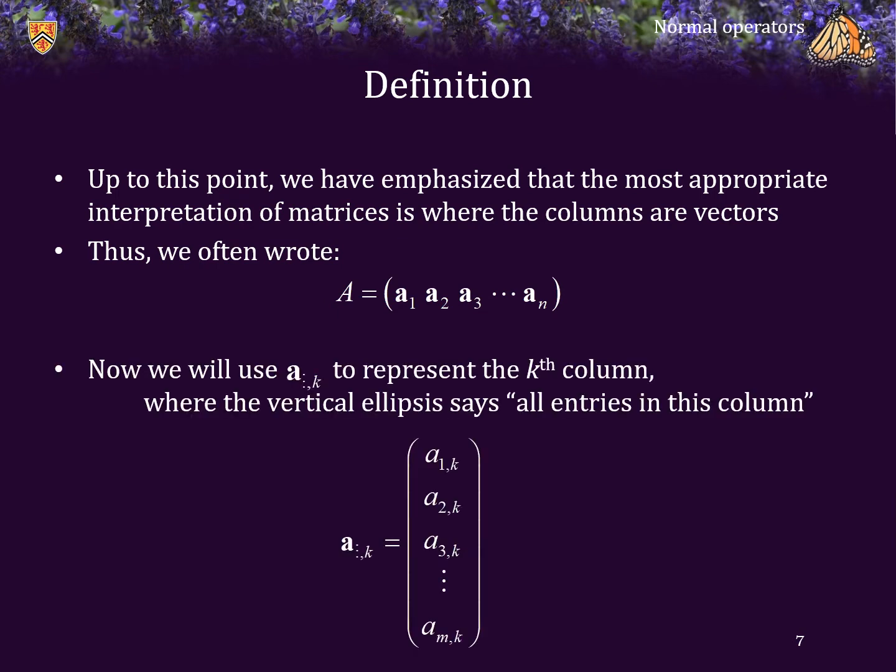Now we're going to use a slightly different notation. To emphasize that these are the column vectors, we will use vertical ellipsis to indicate that the first index is supposed to include all possible first indices, meaning all the rows in the kth column. As you'll recall, the second index indicates which column we're in, the first index indicates the row. Okay, so it's a little bit clearer that we are indicating a column here.